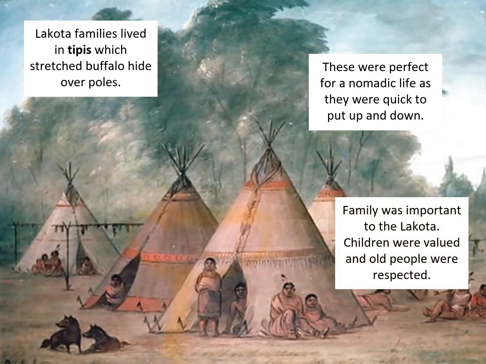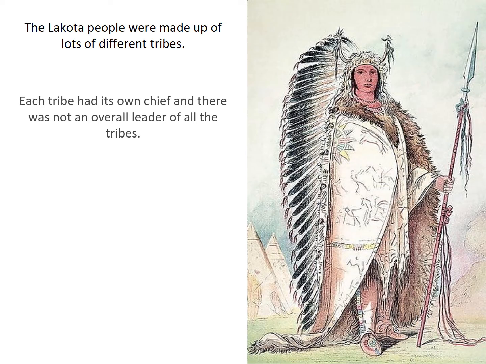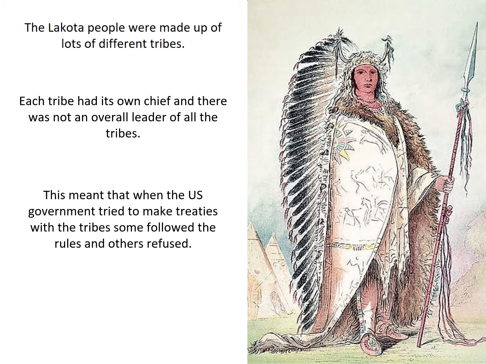And family was very important to the Lakota. And children were valued and old people were respected for their wisdom. Now the Lakota are made up of lots of different tribes, and even within that tribe they're made up of lots of different bands. And each tribe or each band sometimes had its own chief, but there was never an overall leader of the Lakota tribes collectively together. And this meant that when the US government, who do move into this region in this period, as we've already talked about, try and make treaties with these tribes, some of them follow the rules and others refuse because they are not necessarily a united group of people.